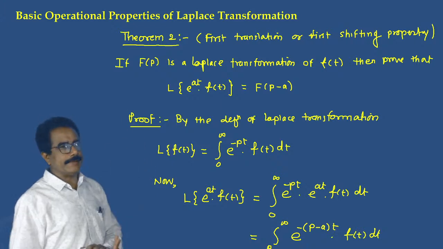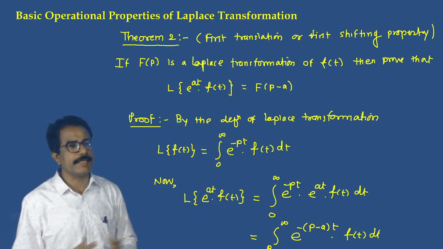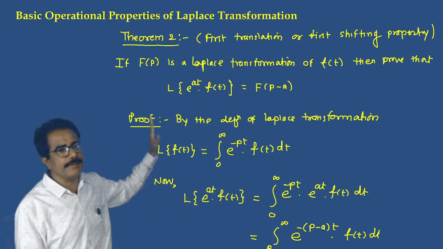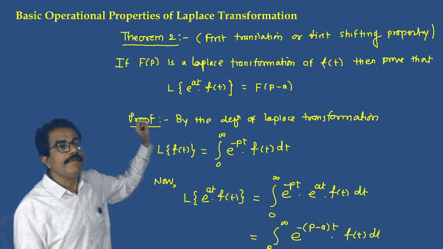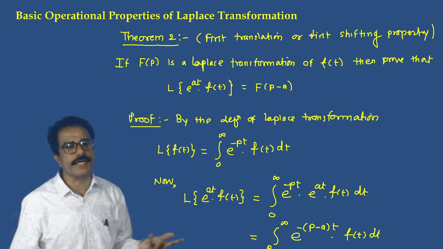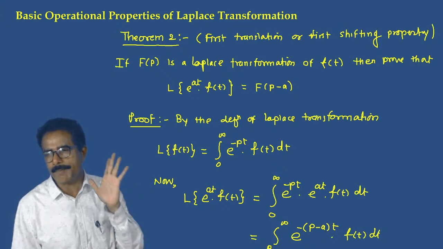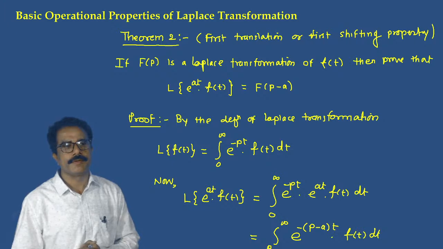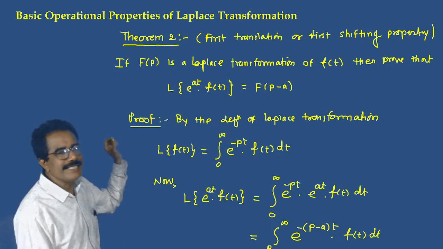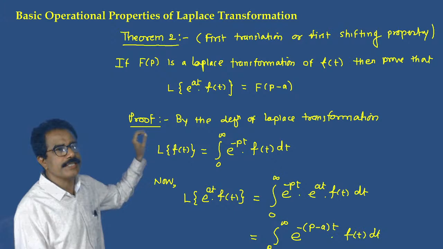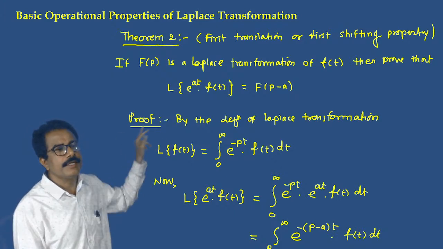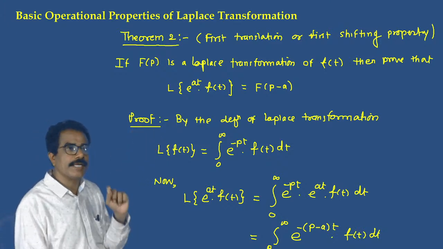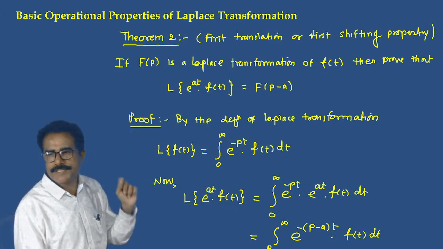Right now here, theorem number two. This is the next theorem, this is the typical theorem. The first translation, or it is called the first shifting property. This is the second theorem. These are actually basic operational properties of the Laplace transformation. Now we shall move towards the second property or second theorem. That theorem is known as the first translation or first shifting property.